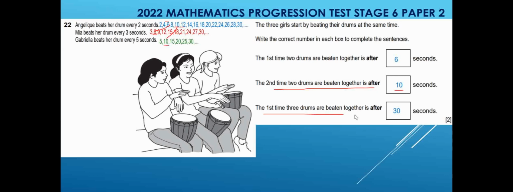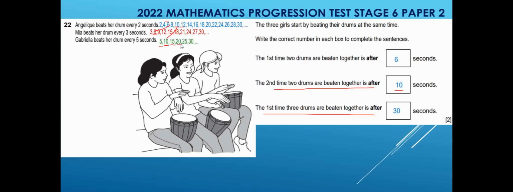And the first time three drums are beaten together is the lowest common multiple of 2, 3, and 5. So it will be 5, no, 10. There's no 10 in each. This one, 3 seconds. 10 is not a multiple of 3. 15, multiple of 5 is 15, multiple of 3 is 15, but 15 is not a multiple of 2, so 15 is not there.